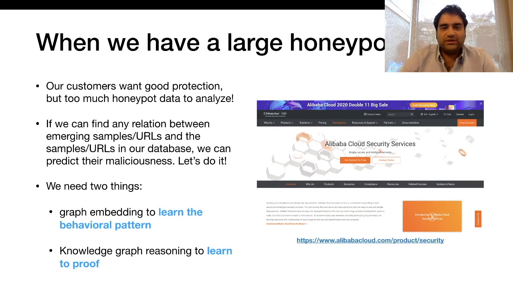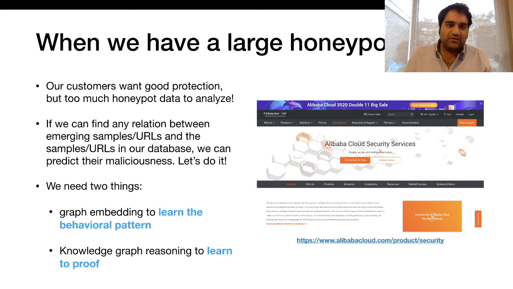In Alibaba Cloud Security Center, our customers want good protection, but we are dealing with too much data coming from Honeypot to analyze. So what can we do? Imagine if we would be able to establish a relation between the emerging URLs and the samples of URLs that we already have in our database and know are malicious, that would be great. Because then we could measure the strength of the connection between the emerging URLs and the malicious ones, and only take the very strong ones and say that, okay, those are very possibly malicious.